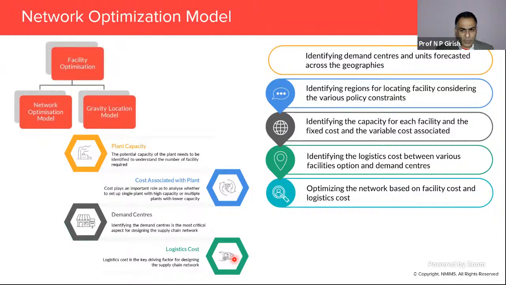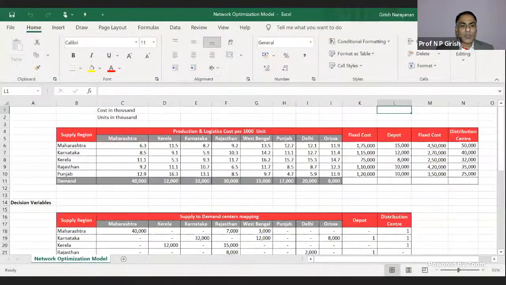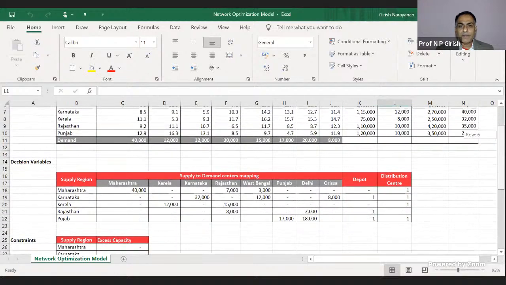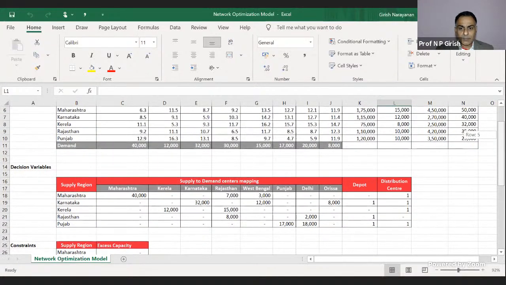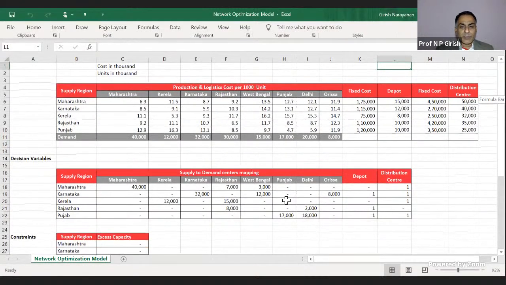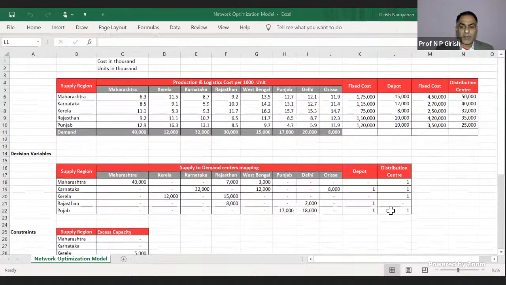Network. Here you go. So, is the Excel file clear to all of you? Is the Excel file visible? Okay. All right. So, let me close these things.